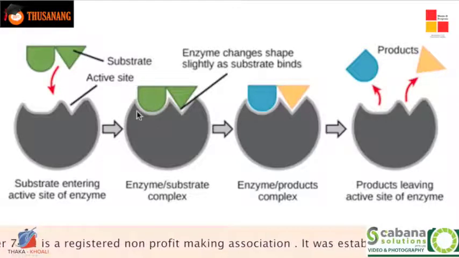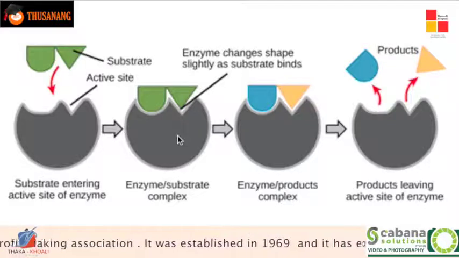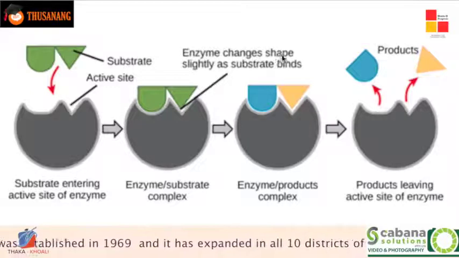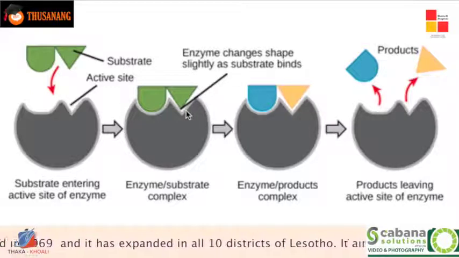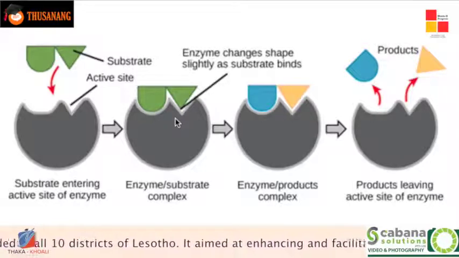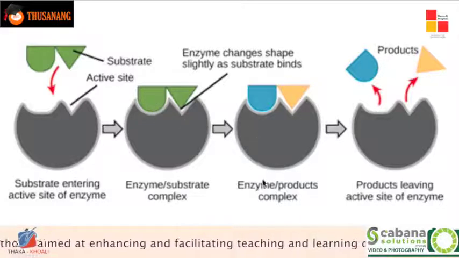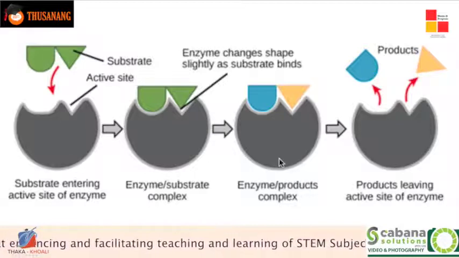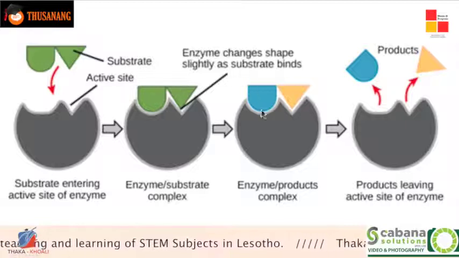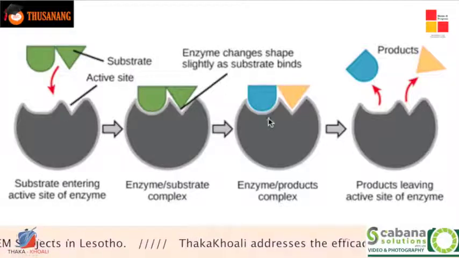Now, take note, the shape of our enzyme will attract the substrate, and the enzyme changes shape slightly as the substrate binds to it, so that it merges perfectly, to facilitate the merging of the enzyme into it. And then as you move further, the enzyme product complex, what does it say? It says now our substrate has been broken into two. This is why now it is a product. It is no longer a raw material.